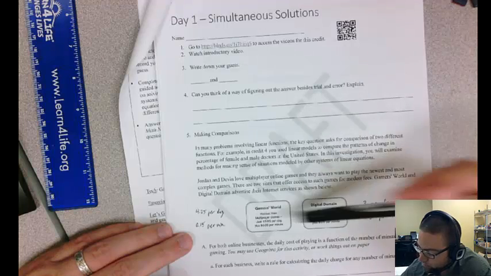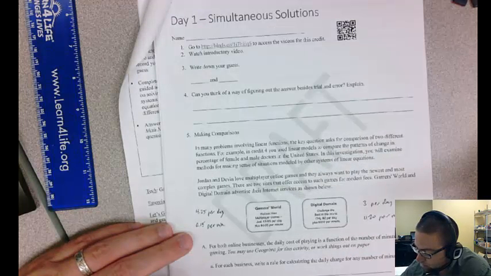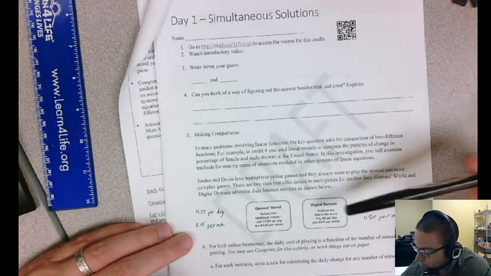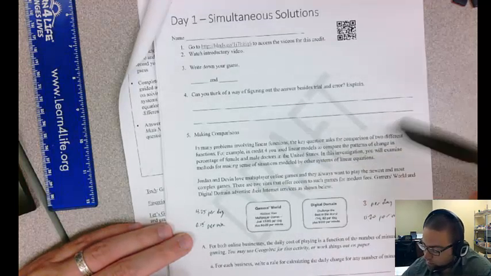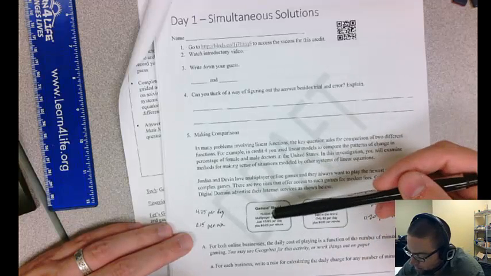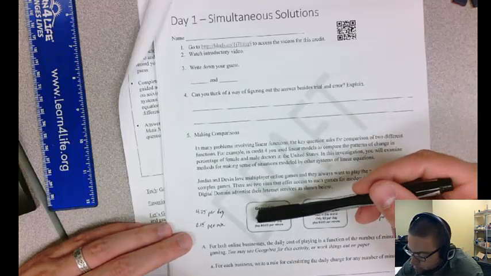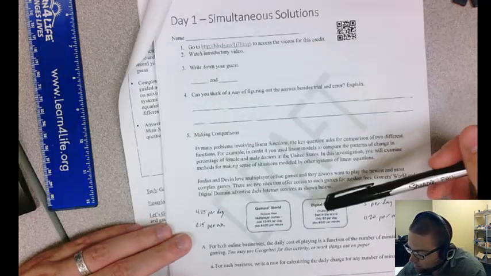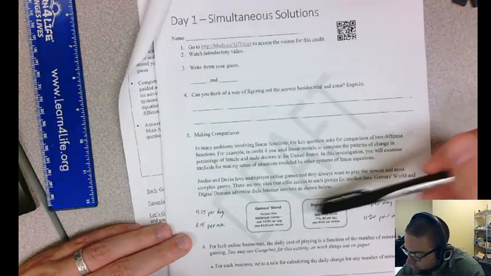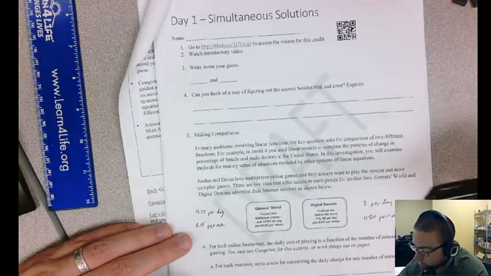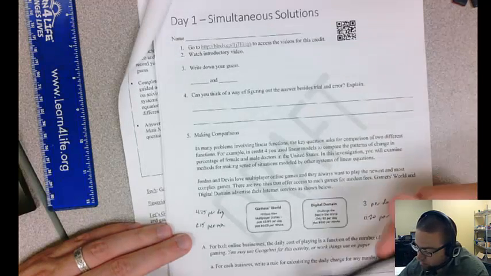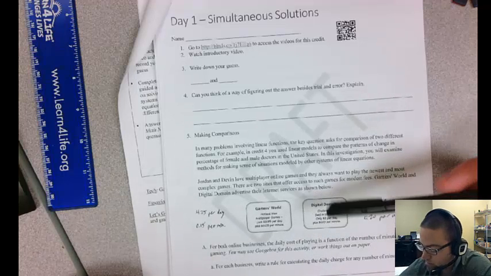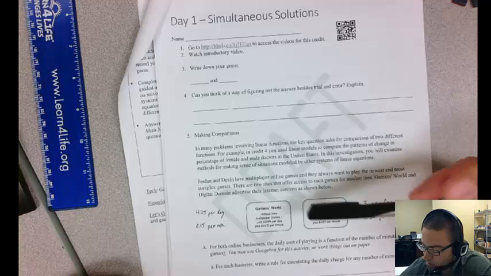It's talking about two different online gaming systems, Gamers World and Digital Domain, and they offer these prices. You can play these multiplayer games for just $3.95 per day and 5 cents per minute, or Digital Domain has only $2 per day plus 10 cents per minute. You're going to go through a number of questions on which is the better deal for you, and it really depends on the number of minutes.